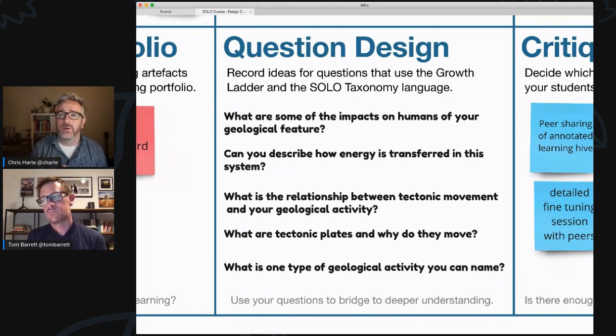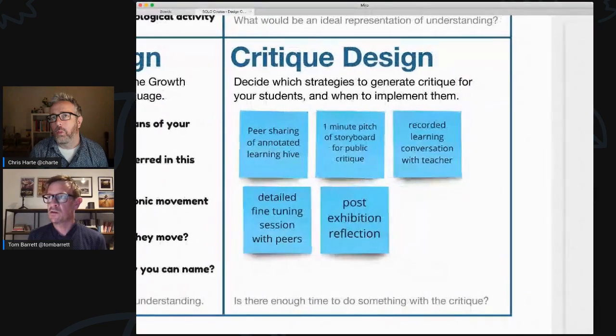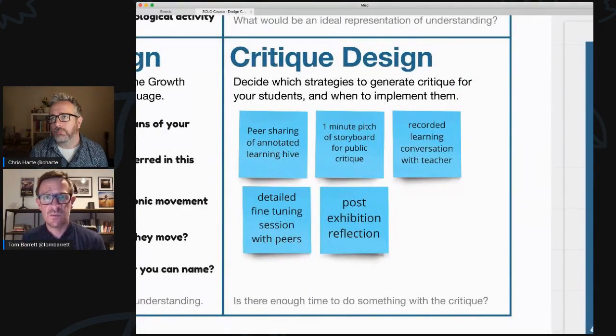So getting them to come up with these things of what's the next question I can ask to help me know more about something is often a really useful tool. Great. So let's have a look at just the final part of our design canvas, which is to consider feedback and critique. Maybe you can start with the post-exhibition reflection.